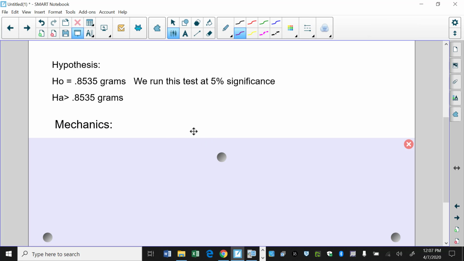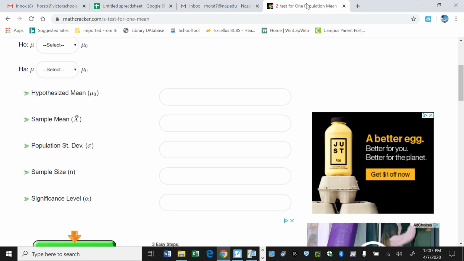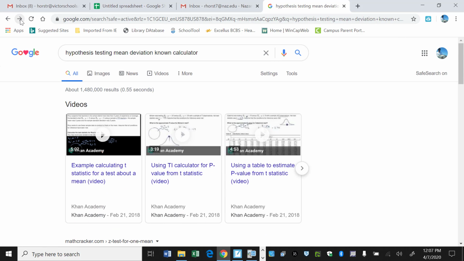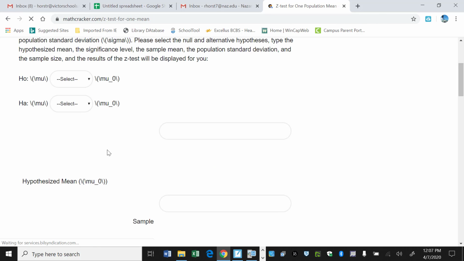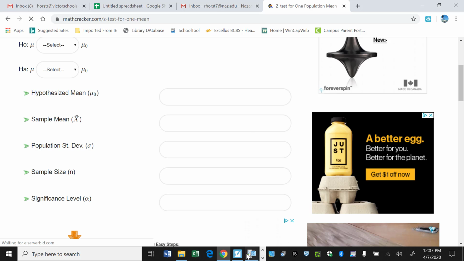Now, the mechanics for this, and I left this blank with the mechanics and inclusion because the mechanics really come down to using some sort of technology. So you could go to a website like this. What I did is I just Google searched hypothesis testing mean deviation known calculator, came up with this website, and you can plug in the information there.